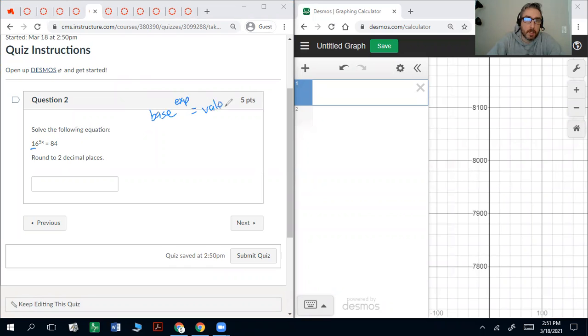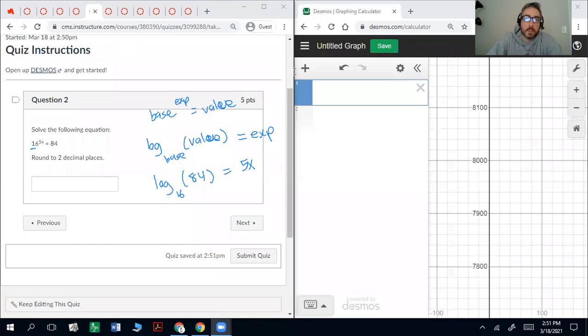And then you want to get it to that form, and then you want to put it in a log. So you say log base of the value, and that solves it for the exponent. So we're going to type log base 16 of 84, and we're going to set it equal to 5x.